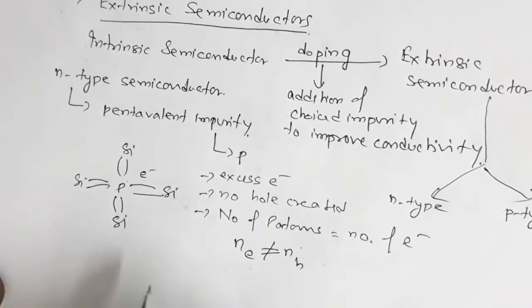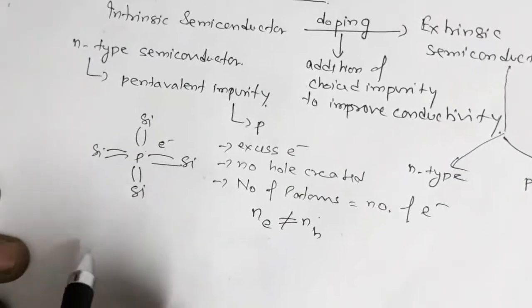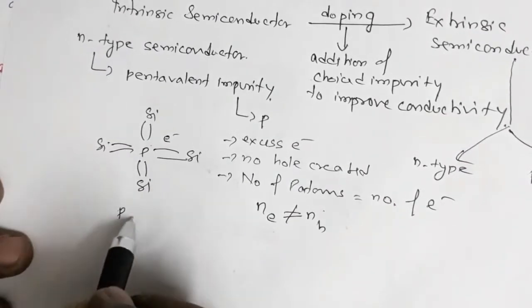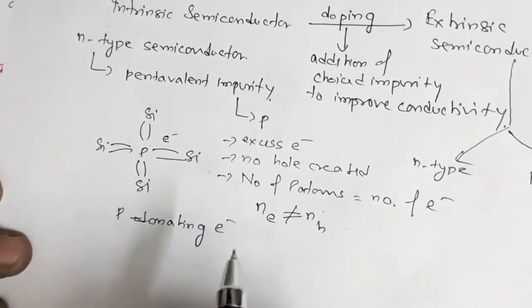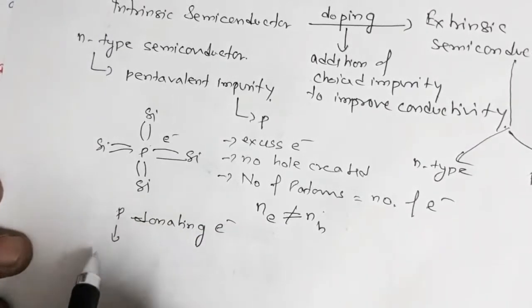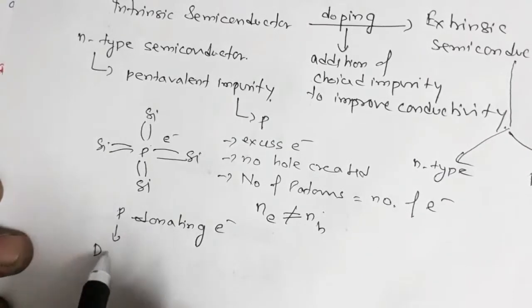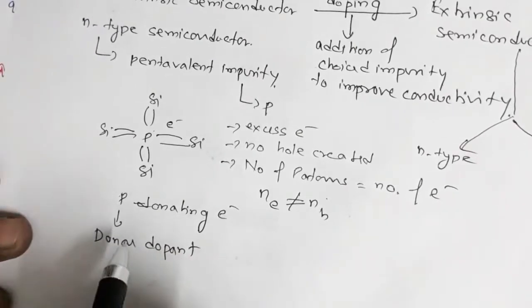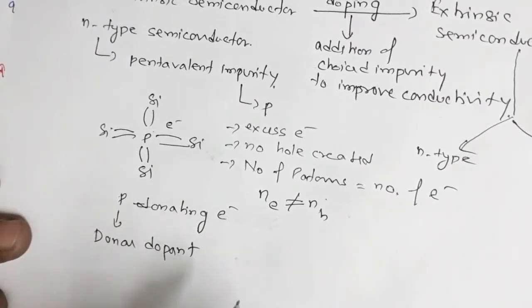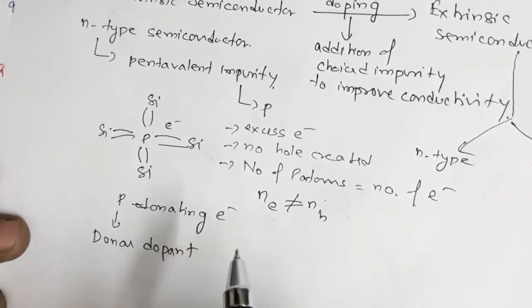Since phosphorus is donating an electron, here it is called a donor dopant. Dopant means impurity, and it is donating an electron, so it is a donor.